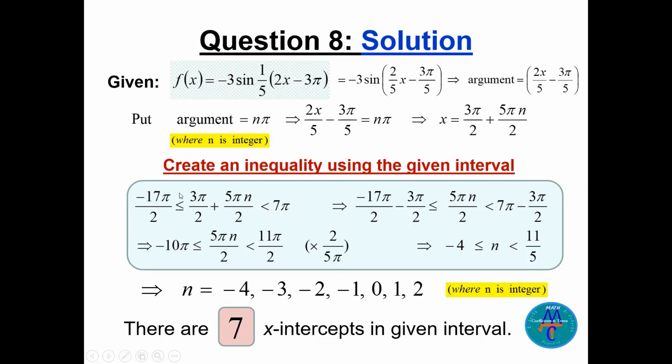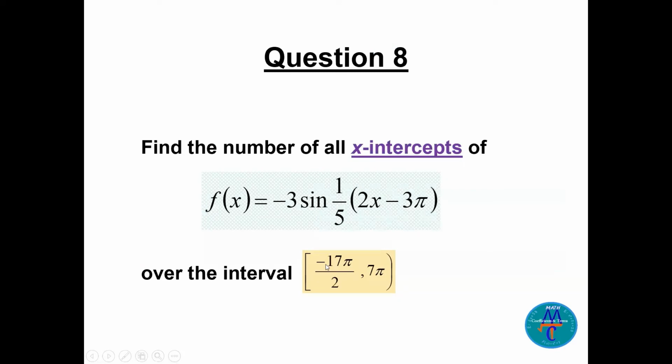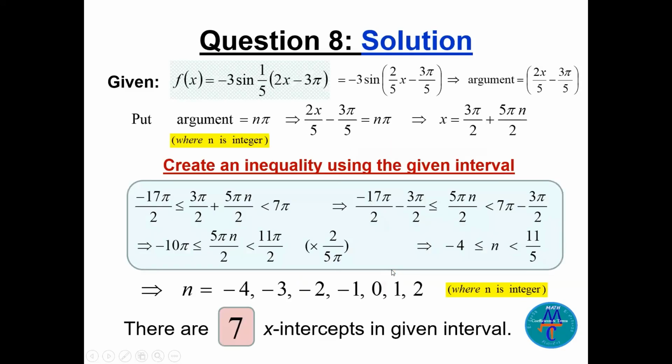So let's create an inequality here using the given interval. The given interval here is minus 17 pi over 2 closed, and 7 pi open. So I put 7 pi open, just less than that, and minus 17 pi over 2 I put here closed. And inside here I put the equation for the x-intercept. Now I subtract 3 pi over 2 from each side. I will have in the middle here 5 pi n over 2. Then I multiply by 2 over 5 pi to get n.